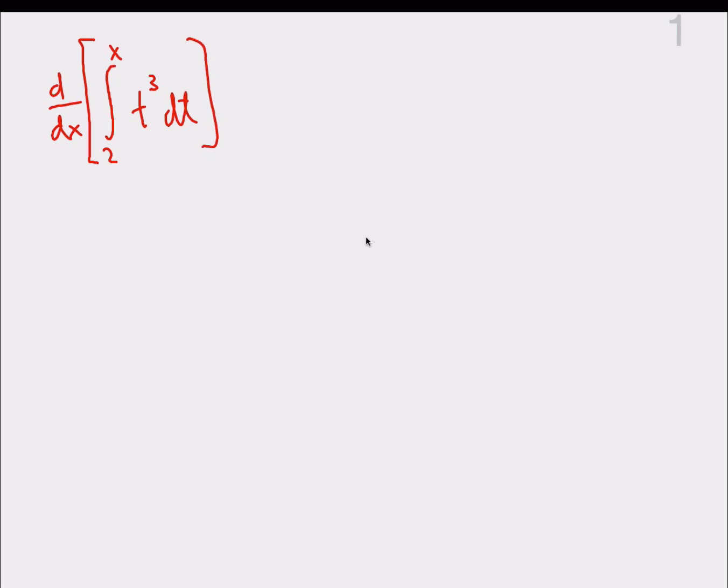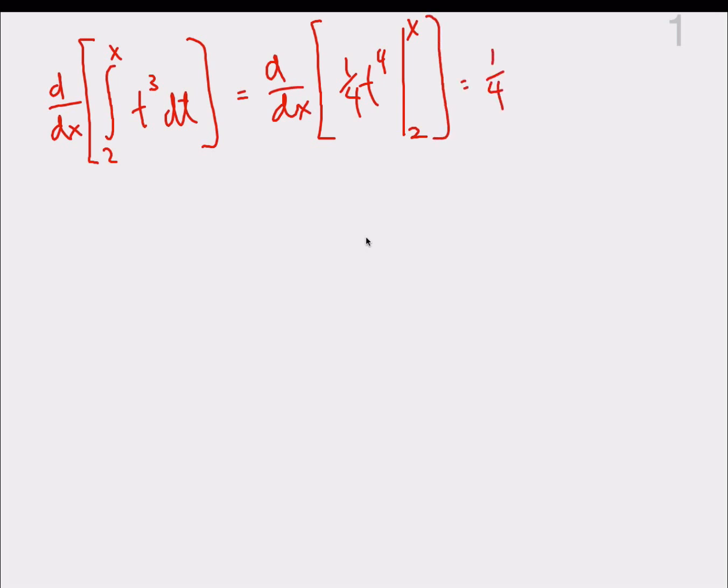Okay? What's the antiderivative of t cubed? 1/4 t to the 4th. So I'm going to end up taking the derivative of 1/4 t to the 4th evaluated from 2 to x. And let's clean things up a little bit, put brackets around that. Which becomes 1/4 x to the 4th minus 2 to the 4th. 2, 4, 8, 16, so 4.